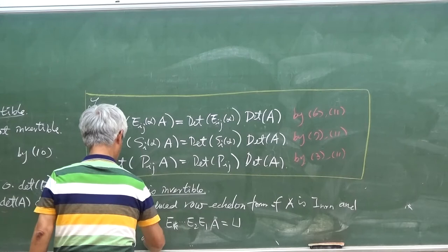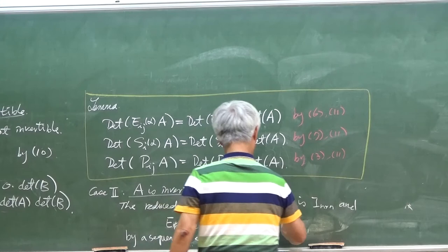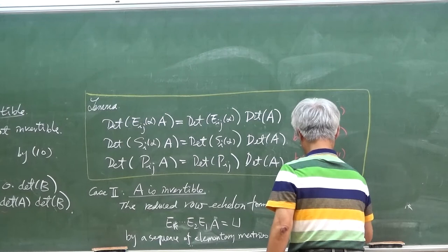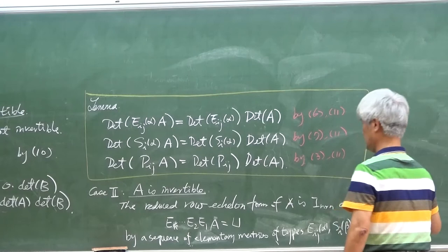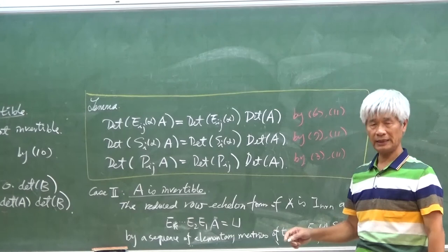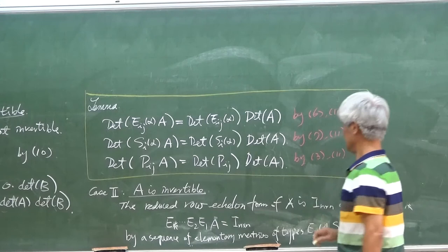A sequence of elementary matrices of types E_ij(alpha), S_i(beta) with beta likely nonzero, and T_ij. Okay, so now we can apply elementary row operations on A to reach the identity, because the identity is the reduced echelon form of any invertible matrix. So we have that.